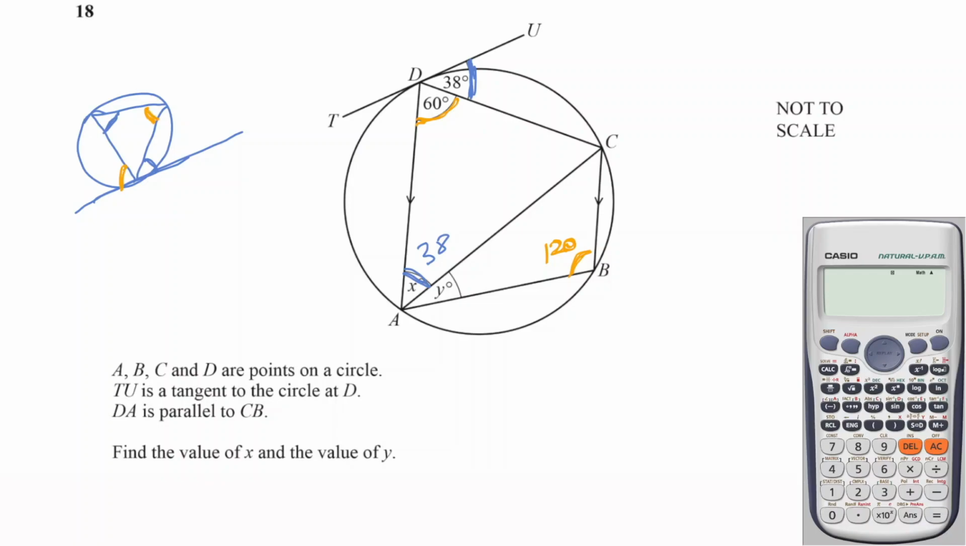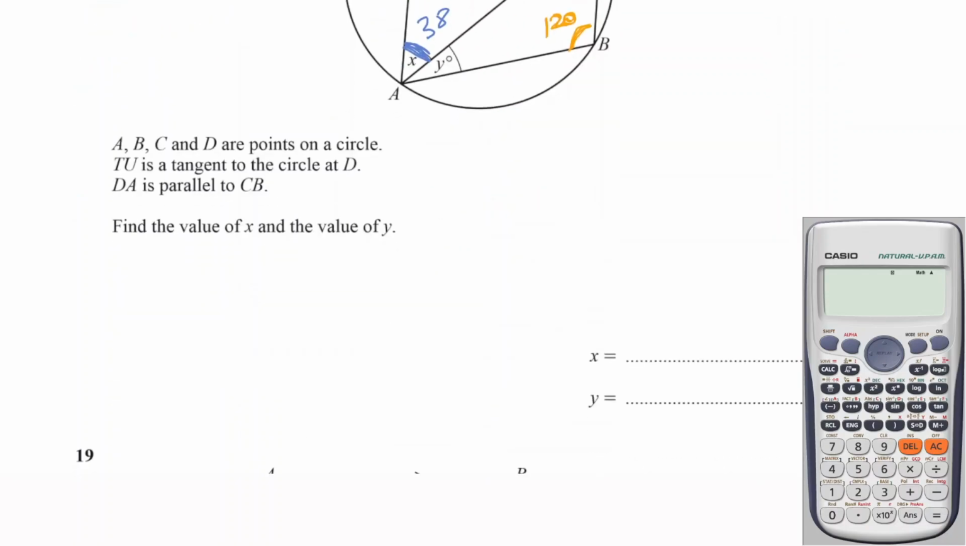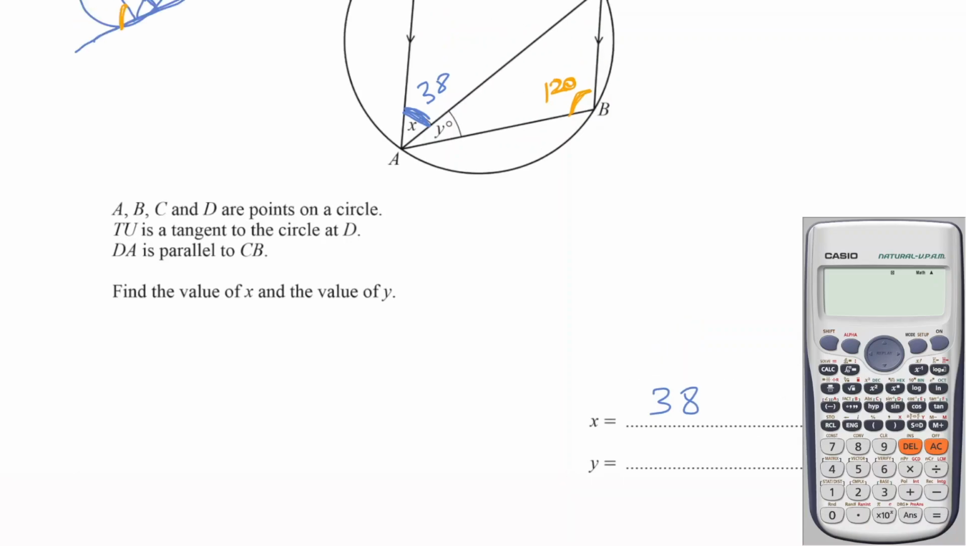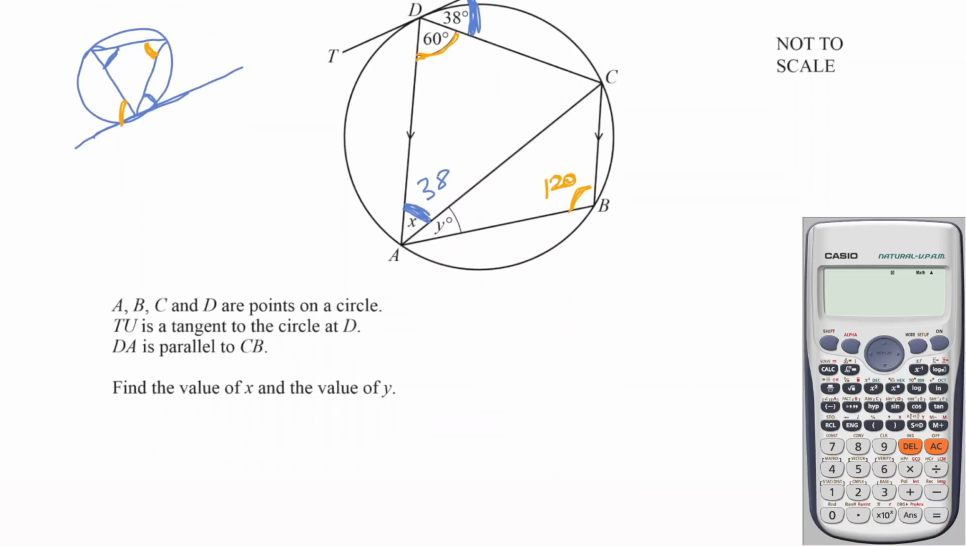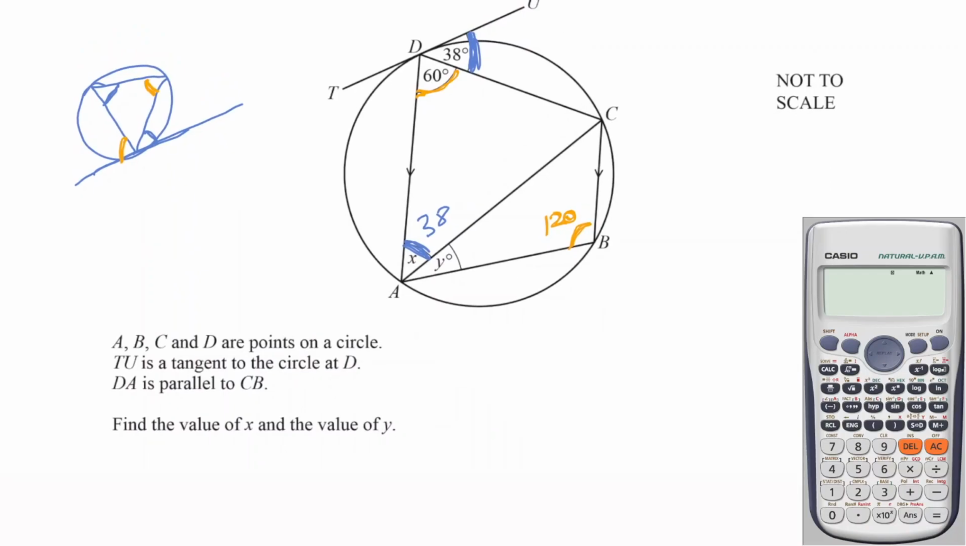So 38 will be equal to this, the 38 angle will be equal to this x. So the value of x is very clear, that is 38, by the alternate segment theorem, and you can list it by stating that. And also these two lines are parallel, right? If these two lines are parallel, then this angle should be equal to 38. Simple.